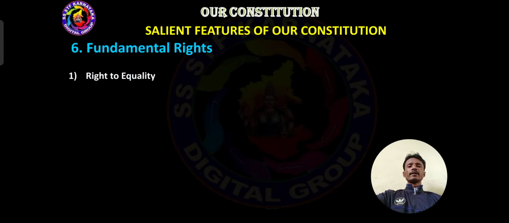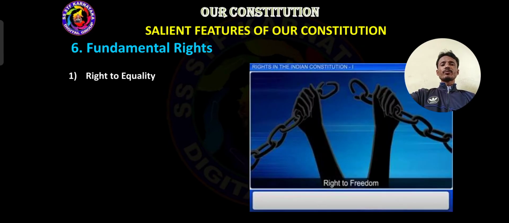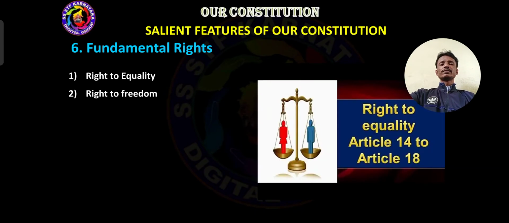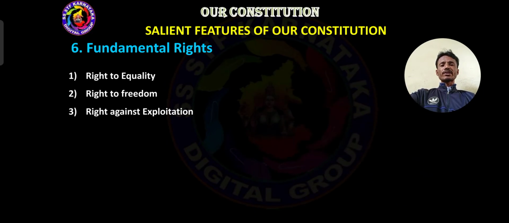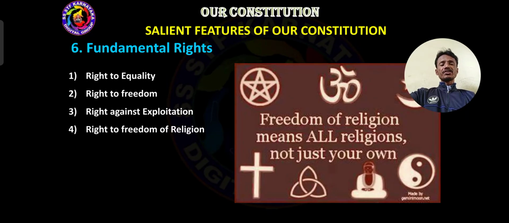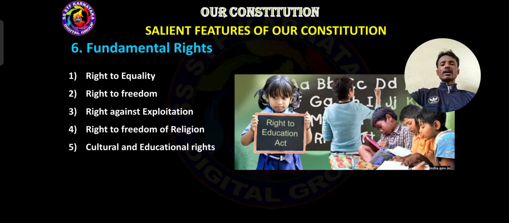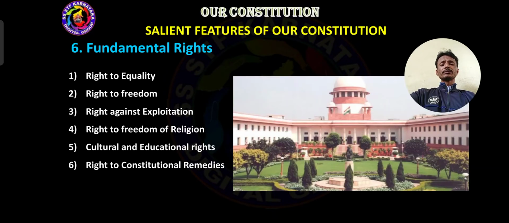Then see, look at the fundamental rights. Right to equality. Then another one is right to freedom, already told that, and right against exploitation. So harassment, shoshane, that is the right against exploitation. Right to freedom of religion, this we have to learn one by one. Then cultural and educational rights, and right to constitutional remedies. So you should keep in your mind that these are the 6 fundamental rights given by the Constitution to the people.